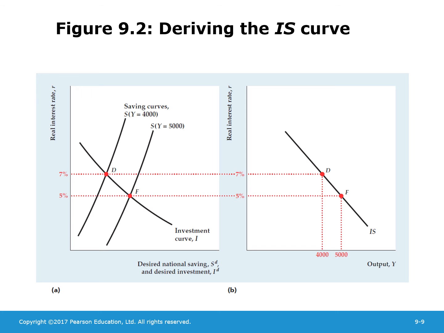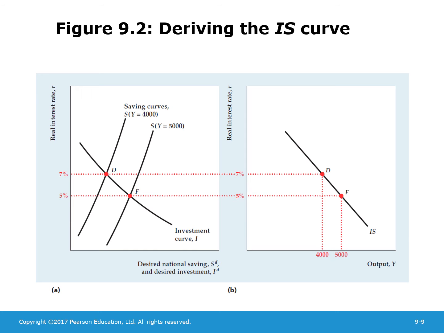So after the shift of the saving curve that happens because y increased, and again when y increased, the saving increased, we have now a new equilibrium point F. This new equilibrium point F is associated with a lower real interest rate, 5%. This is the new real interest rate that clears the goods market, that makes saving equal to investment. So we will translate this into the IS curve.